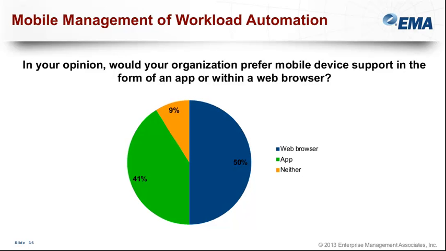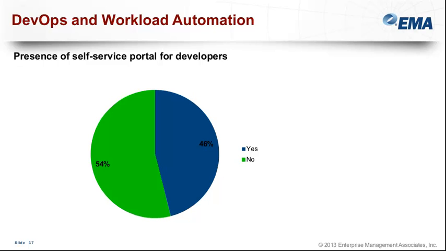And another interesting question was, how would you like to access your workload automation tool mobily? And 50% said web browser, 41% said a mobile app. So I expect personally that this number will go up for the web browser simply because of HTML5 and the capabilities that it has and the cross-platform abilities. You don't have to publish different applications into different stores if you can do most of it in HTML5.